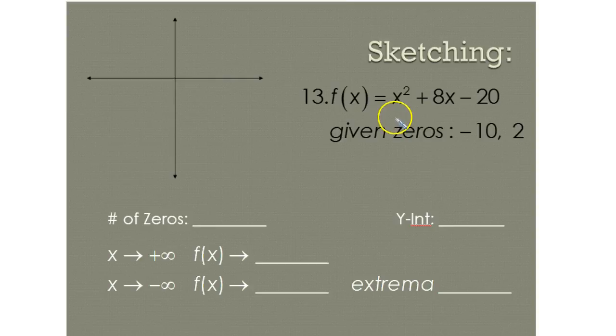Okay. So for example, in this function, f of x equals x squared plus 8x minus 20, we are given that there are 2 zeros. So if you solve this function, you would get these 2 zeros. Remember, zeros are where the function crosses the x-axis. So we're going to kind of come over to about where we think negative 10 is. And we're going to come over to the right to about where we think 2 is, and just kind of give us some guideline dots there.